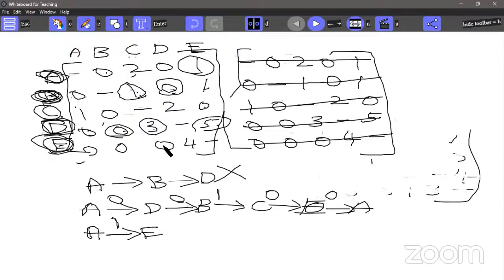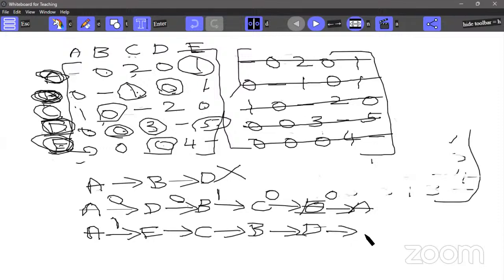Can I go to C? Yes, I can go to C. Then from C, can I go to B? Yes. From B, can I go to D? Yes. Then from D, can I come back to A? Yes. Here also we are having zeros.